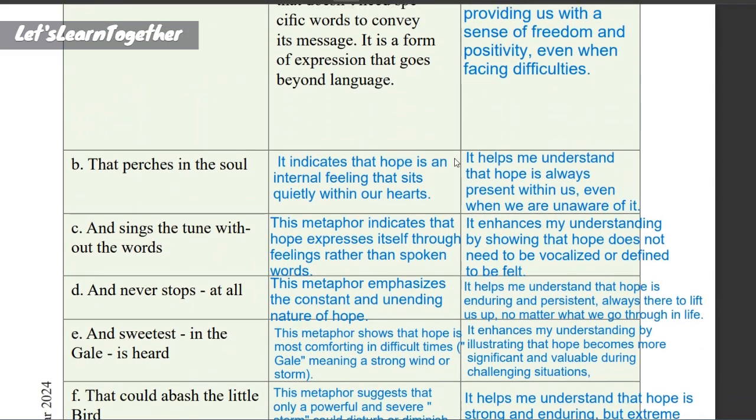The number B is "that perches in the soul." That means they are basically talking about birds, the way birds reside somewhere, the way birds rest in a certain place. In the same way, hope also resides in our soul, or stays in our heart or in our mind.